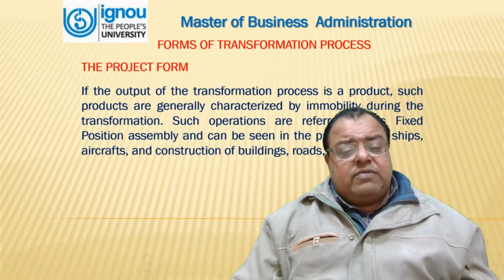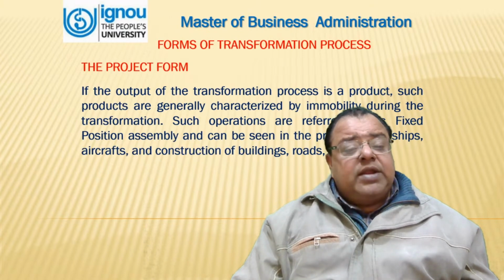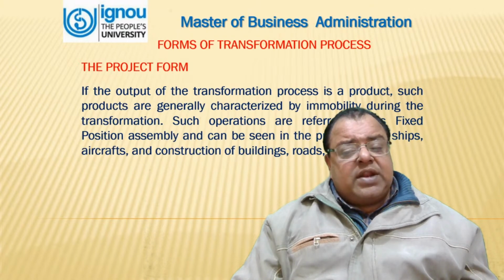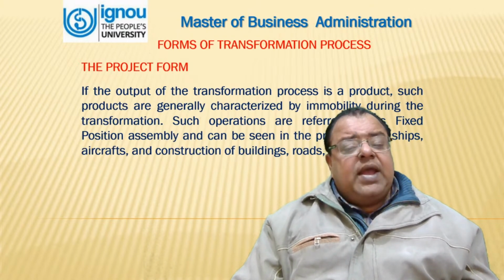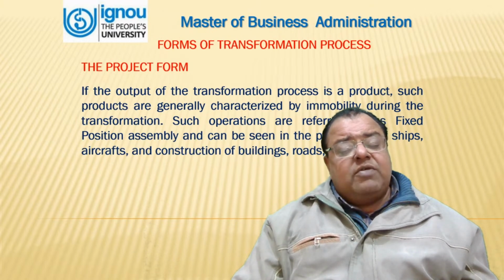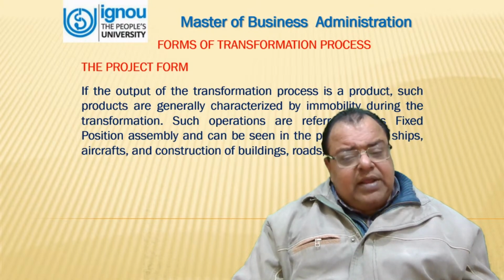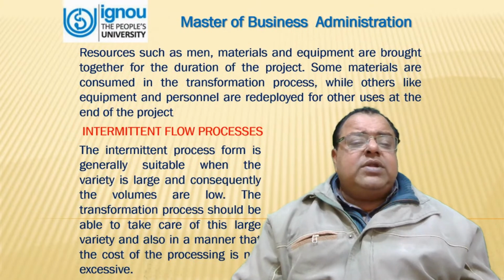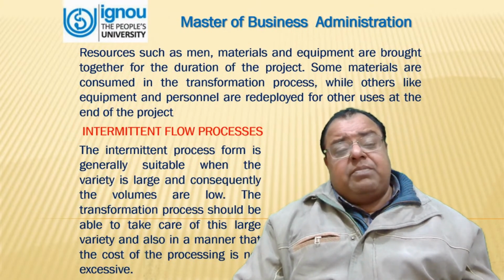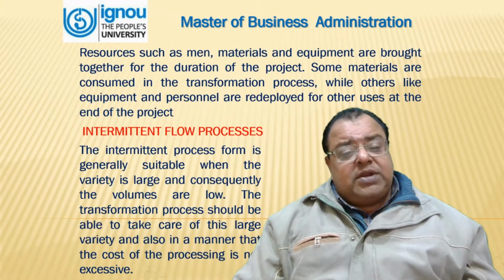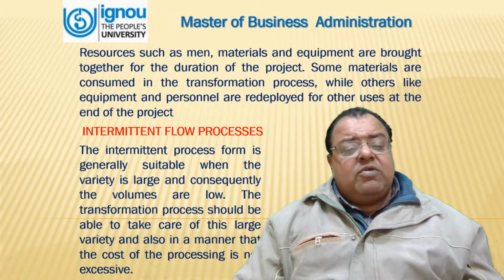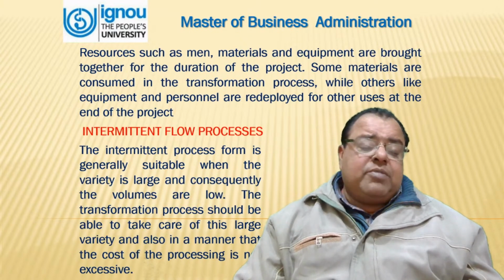If the output of the transformation process is a product, such products are generally characterized by immobility during the transformation. Such operations are referred to as fixed position assembly and can be seen in the production of ships, aircraft, construction of buildings, and roads. Resources such as men, material, and equipment are brought together for the duration of the project. Some materials are consumed in the transformation process, while others, like equipment and personnel, are redeployed for other uses at the end of the project.